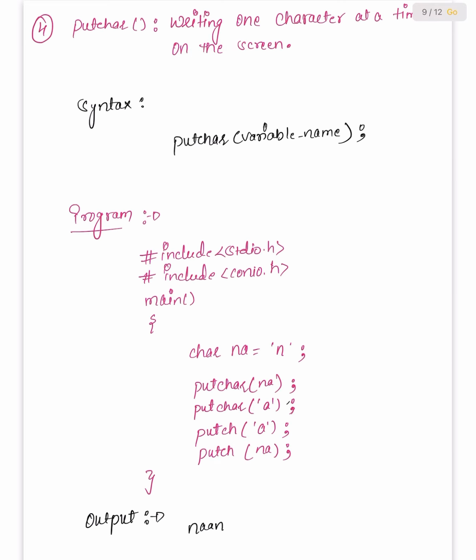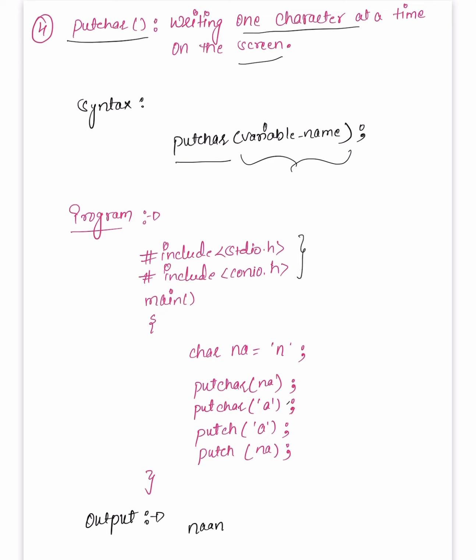Next is the putchar function. This function is used for writing one character at a time on the screen, and the syntax for the putchar function is putchar and the variable name. This function is used to display your typed character on the screen. So this is the program.